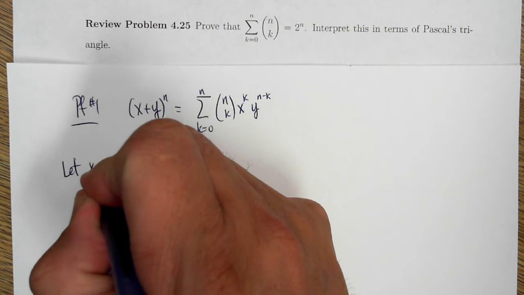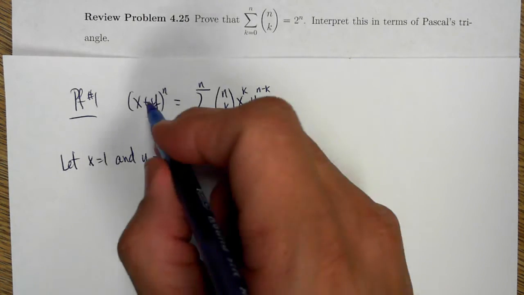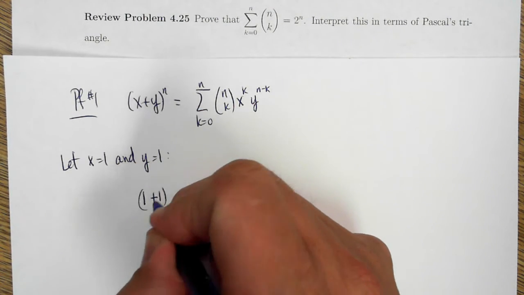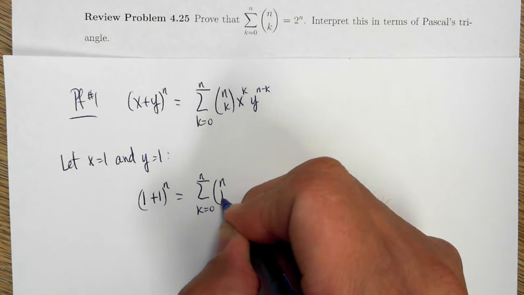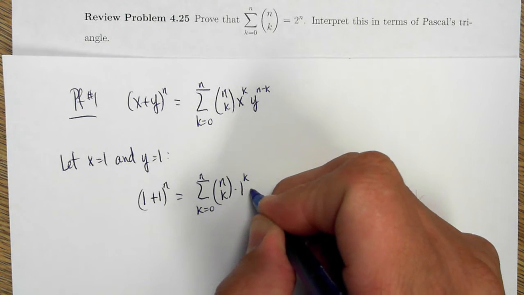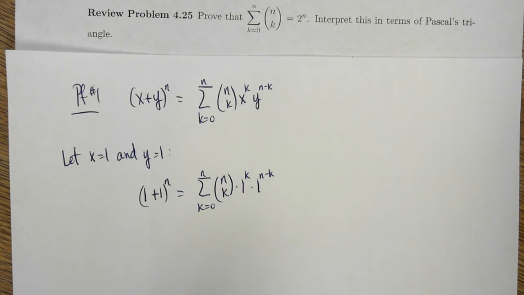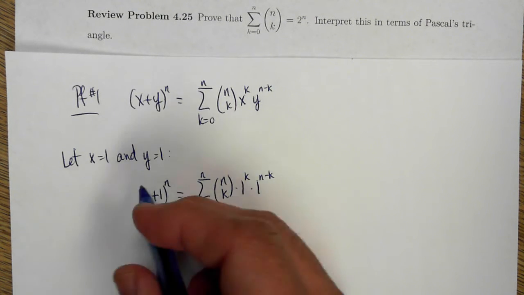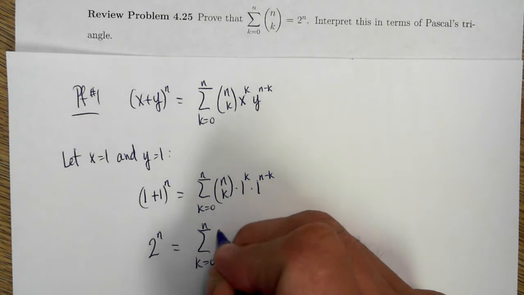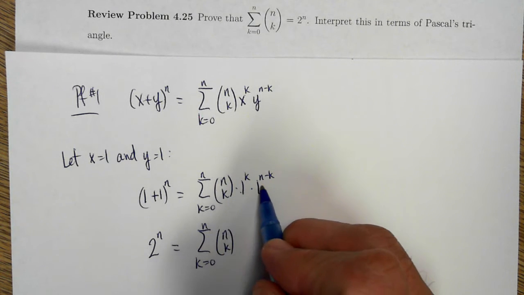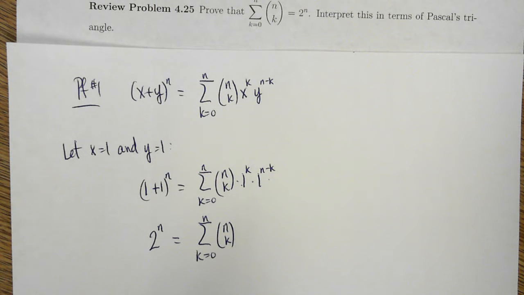So I will simply let x equal 1, and I'll let y equal 1. In that case, I would have (1 plus 1) to the n is equal to the summation k equals 0 to n of n choose k times 1 to the k times 1 to the n minus k. So everywhere I see an x, I replace it by 1. Everywhere I see a y, I replace it by 1. The left-hand side becomes 2 to the n. The right-hand side becomes the sum over k equals 0 to n of n choose k times 1 times 1. So I simply get 2 to the n is equal to the summation k equals 0 to n of n choose k.